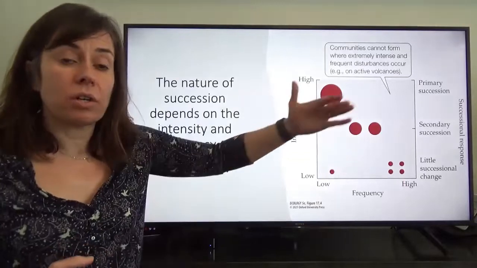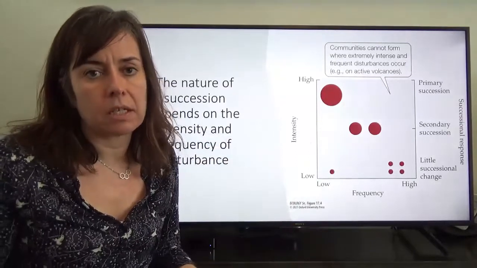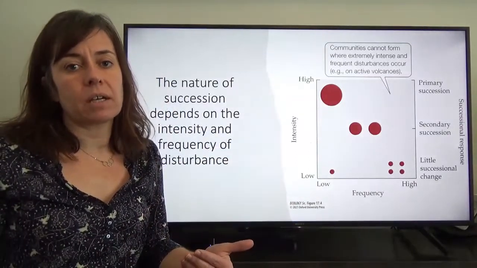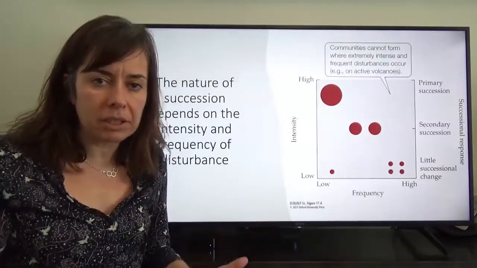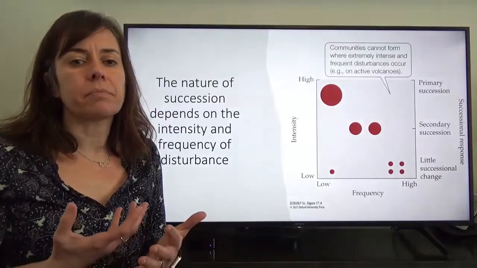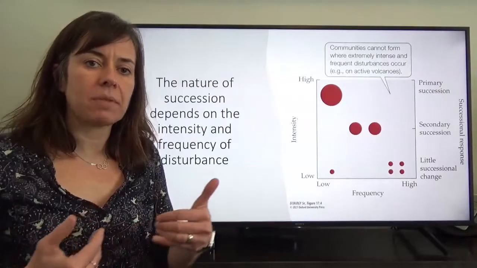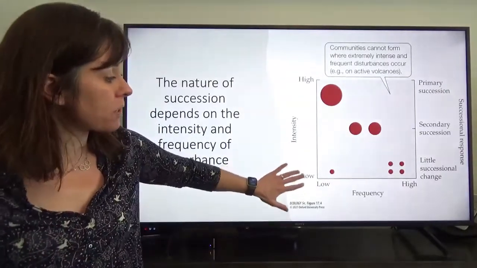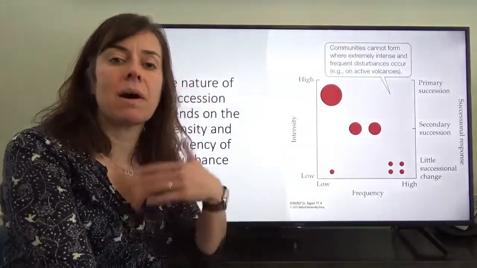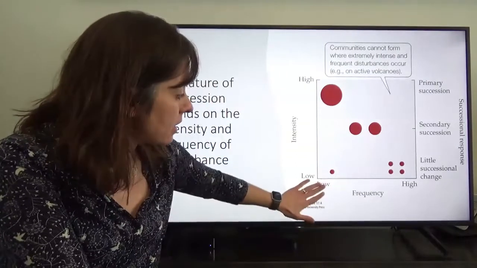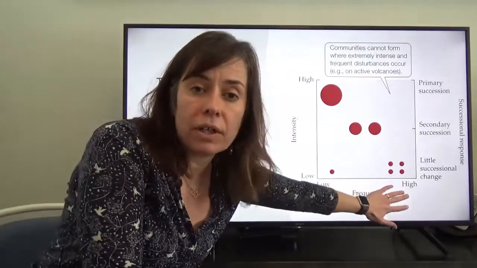On the other end, we can have a volcanic eruption like we saw in the first slides, where it's an incredibly intense, severe disturbance where everything is lost from the system. So we have this spectrum of intensity of disturbance from low to high, and we also have this component of frequency. So how often does the disturbance happen? And this also can range from very infrequent to very frequent.